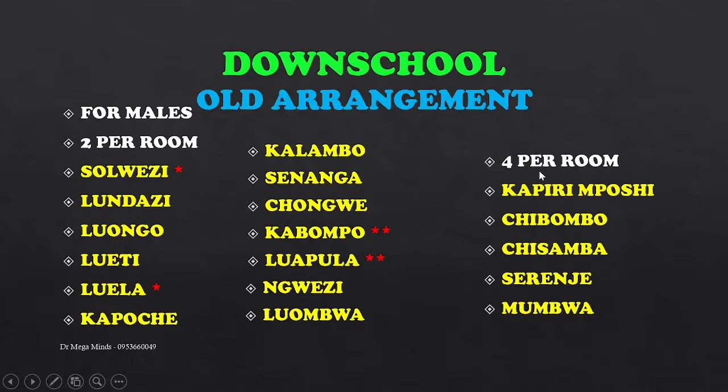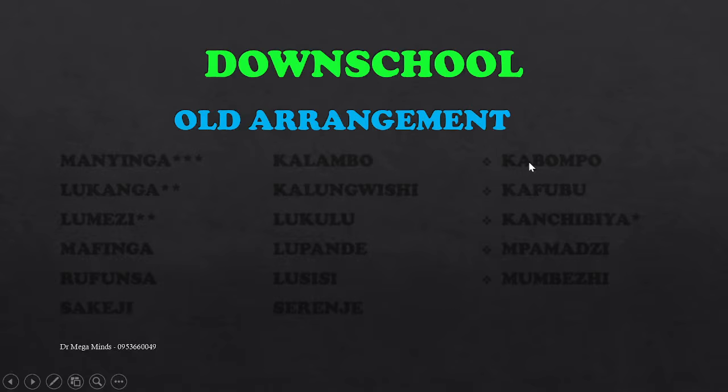And then there are hostels for 4 people in a room. We have Kapiri, Chiwombo, Chisamba, Serenje, Mumbwa. All these hostels accommodate 4 people in a room. You share the same toilet as a hostel. And one thing about this, at least water is quite good. From what I experienced, water supply was quite okay.